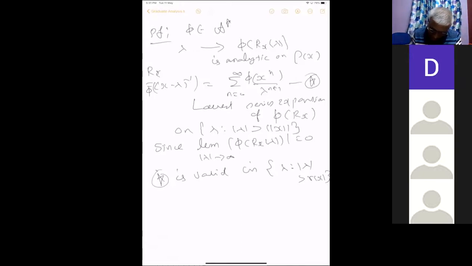Okay. So in particular, what we have is this. This implies for all lambda with mod lambda greater than r of x, we have this sum. This series exists. In particular, we have that phi of x power n over lambda power n goes to 0.